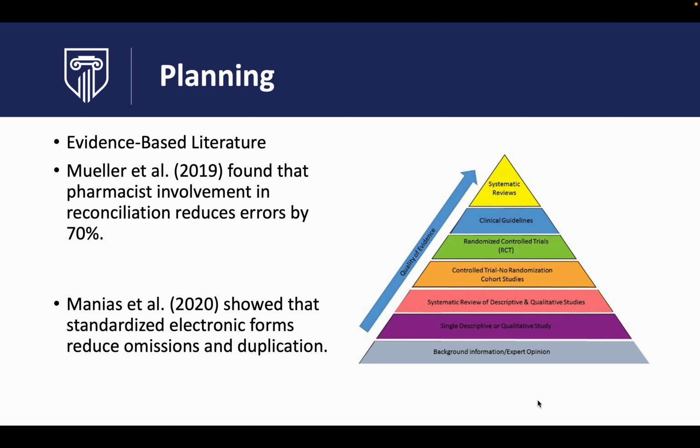For evidence-based literature, Mueller found that pharmacists' involvement in reconciliation reduces errors by 70% according to his study. Manius showed that standardized electronic forms reduce omissions and duplication, according to his research.